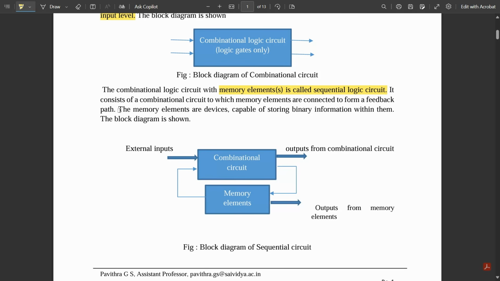Okay, so what do we mean by memory elements? The memory elements are devices capable of storing binary information within them. For example, if you have a certain set of inputs and one carry input that is either 0 or 1, those are called binary elements. It is a separate storage place where those extra or additional inputs are stored in the memory elements. That is binary information, either 0 or 1. So this is the block diagram, guys, note it down.